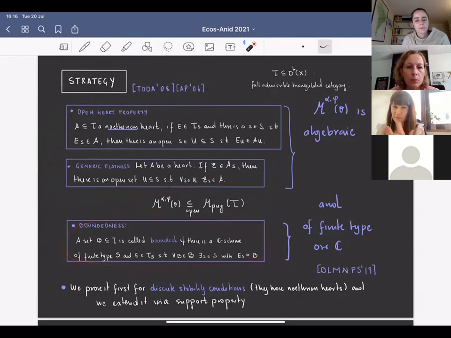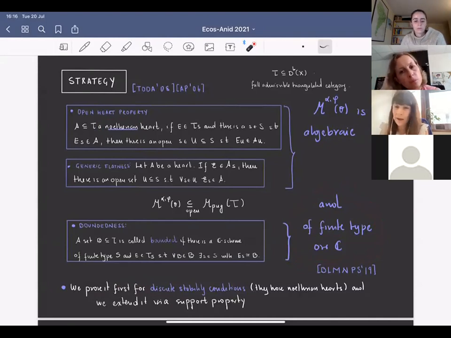And the boundedness, that is more or less the usual boundedness that you imagine, is going to give us that it is of finite type over C. So the open heart condition requires the heart to be Noetherian, and in order for us to work with Noetherian hearts, we always need to work with discrete stability. First, prove that the stacks are algebraic and of finite type for all the discrete ones, and then we use the support property to extend it to the whole stability manifold.